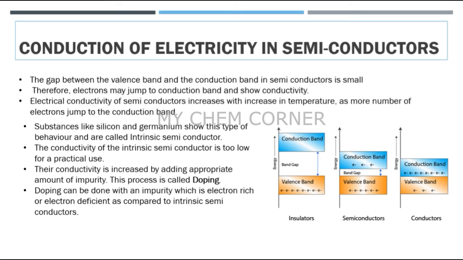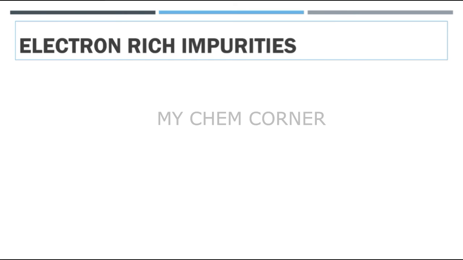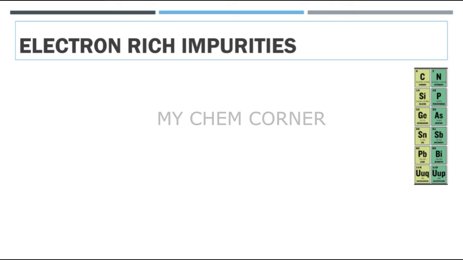Alright, so this was just the introduction to a semiconductor. Now what we are going to learn is how a group 13 element is going to help in doping or how a group 15 element is going to help in doping, and what they are called. Here we are going to use an electron-rich impurity, which means the carbon family, group 14, acts as the semiconductor, and the impurity that I'm going to add is from the nitrogen family, which is group 15.